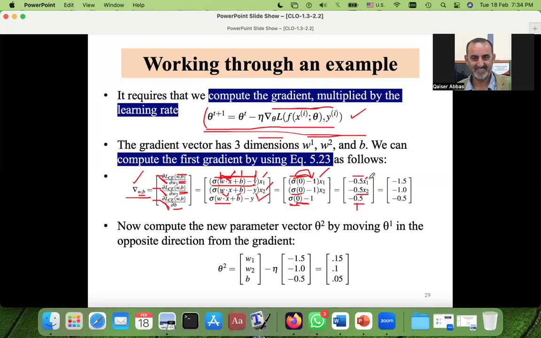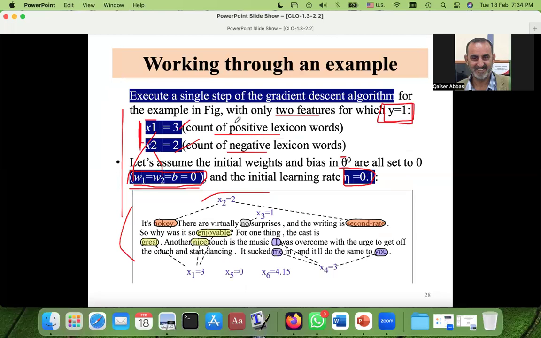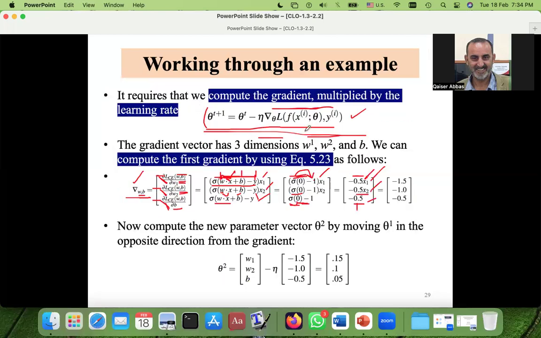This is for W1. This is for W2. And this is for the bias. These values. Okay. And now when you multiply this 0.5 with the value of x1, x1 is what? 3. So 3 fives are 15, so 1.5 negative. And what is the value of x2? 2. So 2 fives are 10. And then if you handle this fraction, it would be 1.0 negative. And this is as it is. So now these are the values for this.